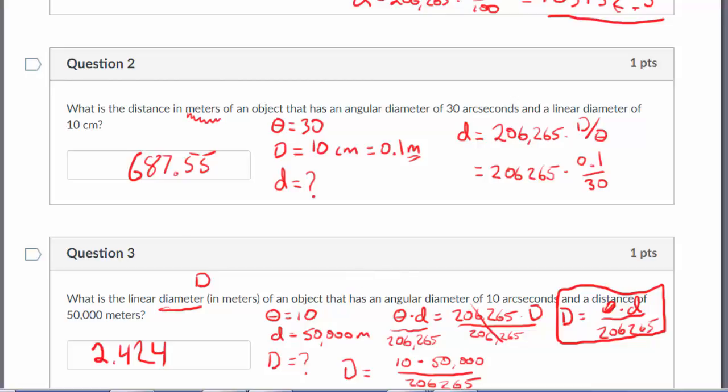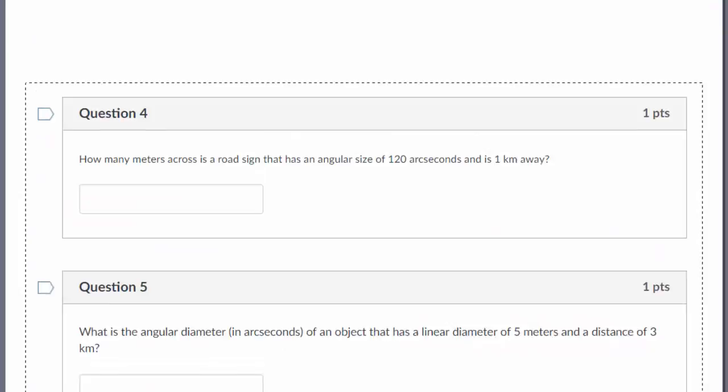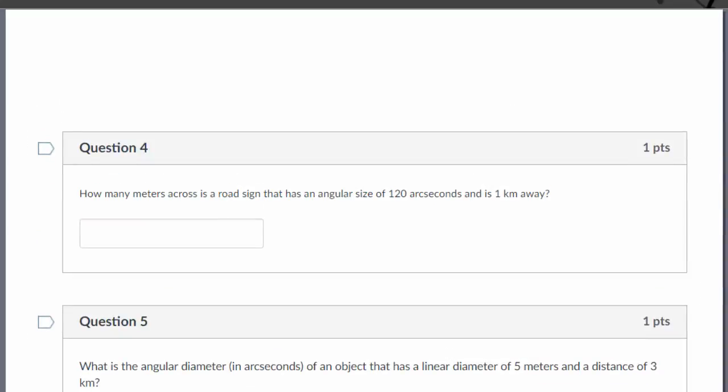Okay, let's go to questions 4 and 5. All right, so let's take a look. Now I need those equations again, which you hopefully have written down in your equation sheet. So how many meters across is a road sign that has an angular size of 120 arc seconds and is 1 kilometer away? So now I've got to figure out which one's distance, which one's diameter. So this is clearly my angular size. It's 1 kilometer away, so this is the distance. And it's asking me how many meters across it is, like how big it is. That would be the diameter.